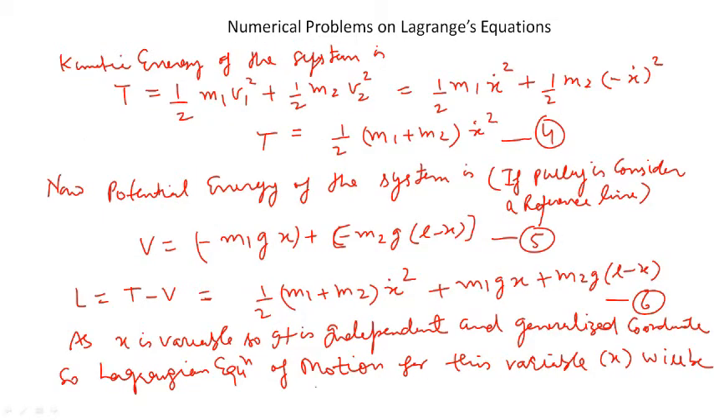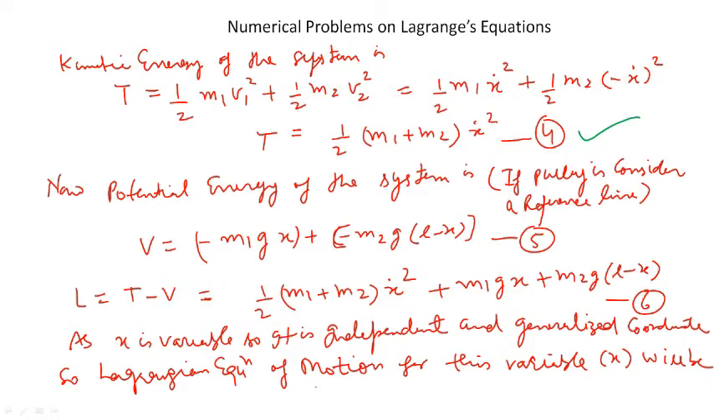Now the kinetic energy of the system will be 1 by 2 m1 v1 square plus 1 by 2 m2 v2 square. Because the mass of the pulley is negligible, we have not considered its rotational kinetic energy. So it will be 1 by 2 m1 x dot square plus 1 by 2 m2, and as you know v2 is equal to minus x dot, so it will be minus x dot whole square. So the kinetic energy of the system is given by equation number 4, and it is equal to 1 by 2 m1 plus m2 x dot square.